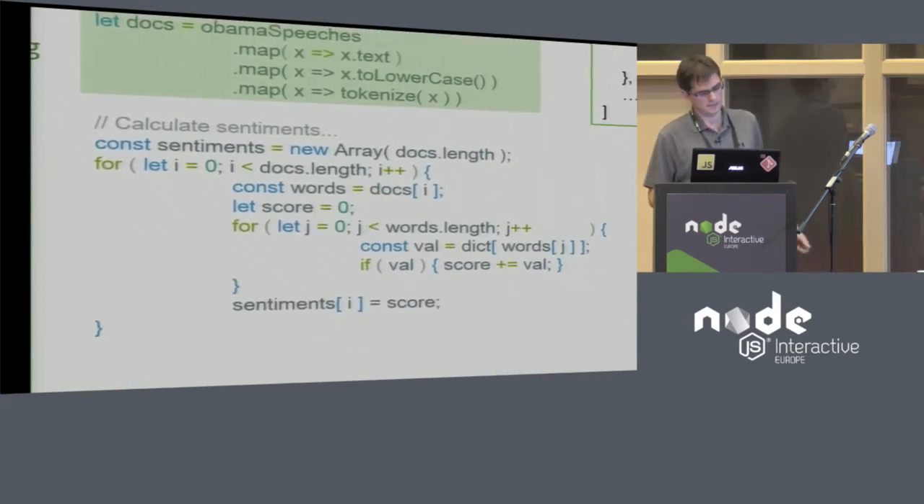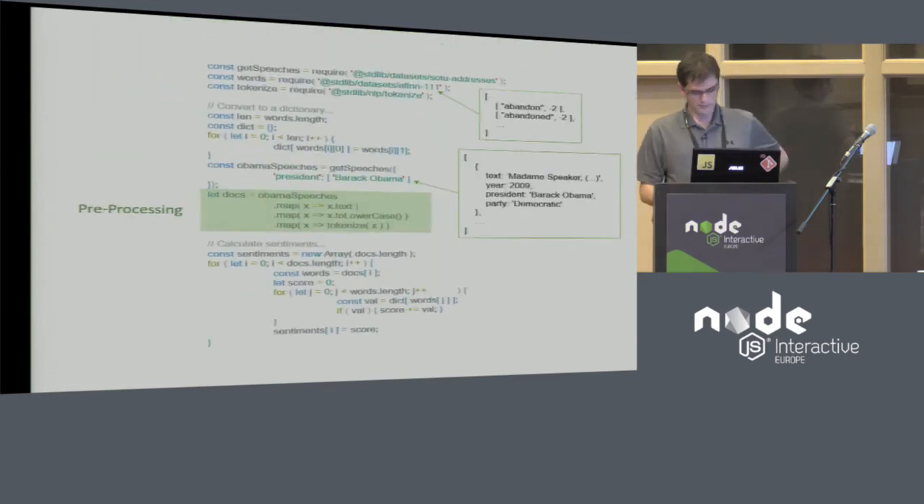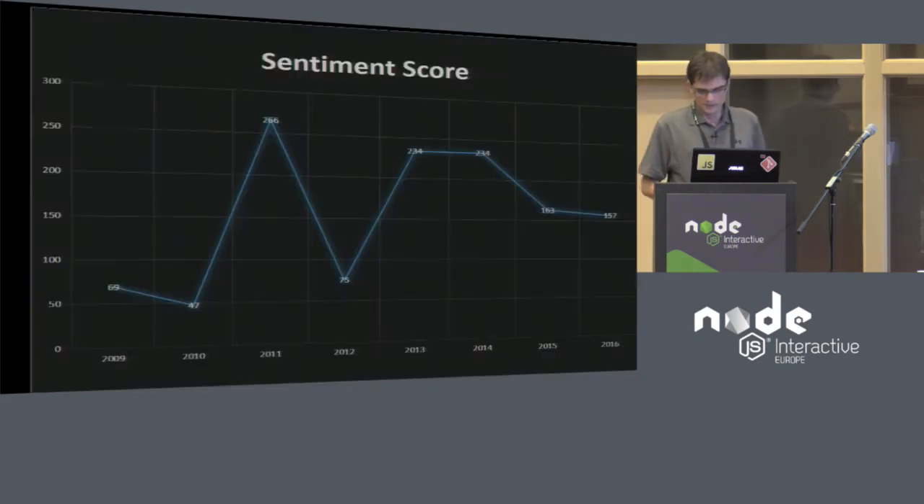So then we simply allocate an array. We want to calculate the sentiment for each document, and then we just calculate the cumulative score for each document. That's a really simple method, right? A really basic method. What do we get out of it? We basically get this array of sentiment scores, which we can look up here, from 2009 to 2016.